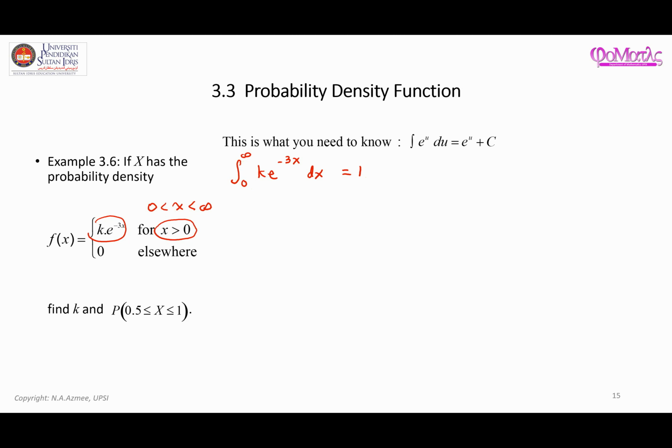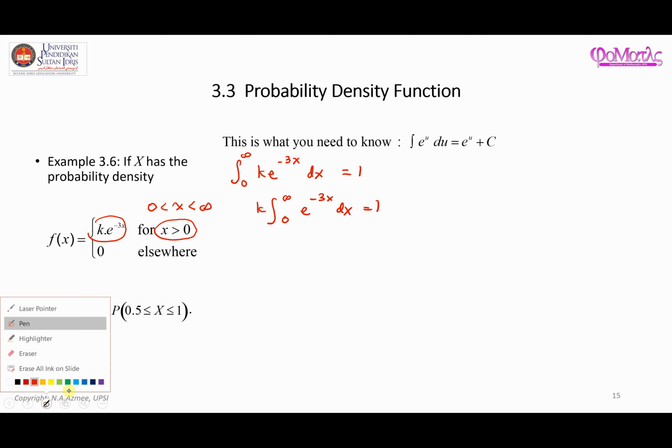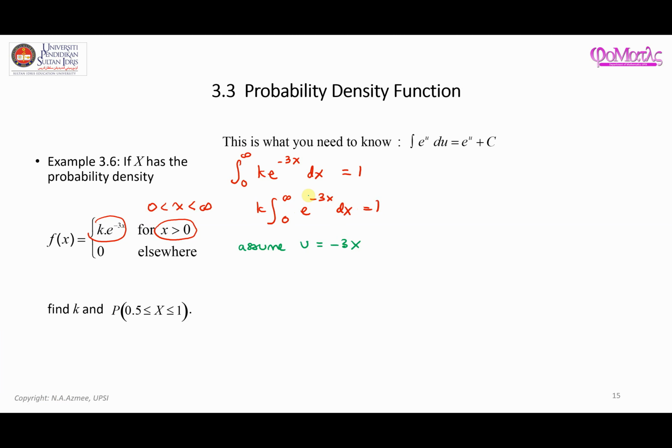Okay. Now k is a constant. We can take it out. So here we've got k, and we're going to integrate that with e to the negative 3x dx. This is 1. And what we can do next is assume u is equal to negative 3x. Okay, we're going to assume this as u. Therefore, du/dx is going to be equal to negative 3, and therefore, dx is going to be du over negative 3.